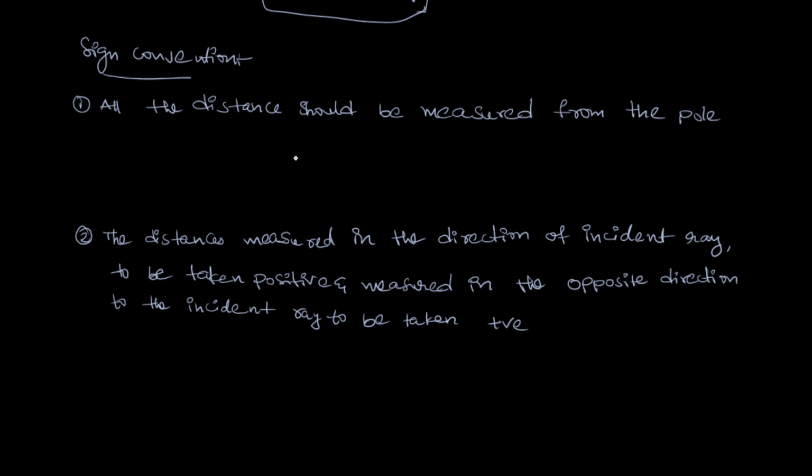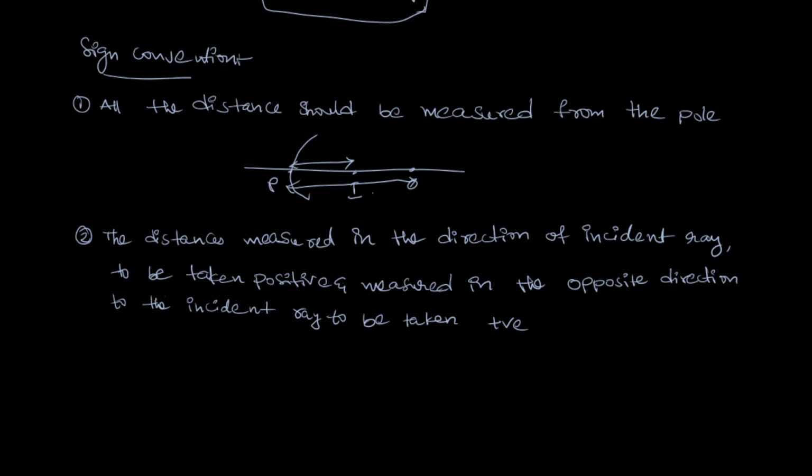What does that mean? If we have a concave mirror, and this is the pole, and if the image is formed at this point, the distance of this image must be measured from the pole. And if this is the object, if we place the object at this position, then the distance of this object is also measured from the pole only. Next point, the distance measured in the direction of the incident ray is taken as positive.